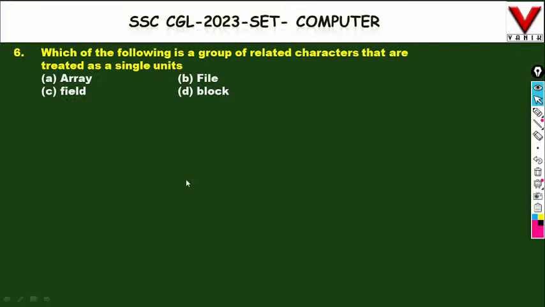So field is a group of characters that are treated as a single unit. In any database table, a field is a set of characters. In a student database, name is a field, address is a field, phone number is a field. A field is a set of characters which has a specific meaning in a related table of a database. Here the answer is field. Field is the right answer.